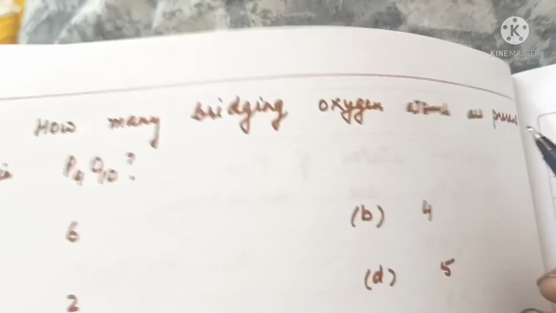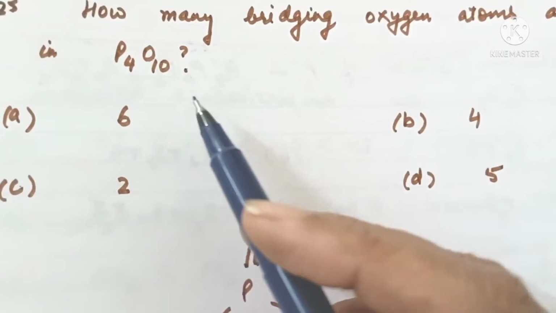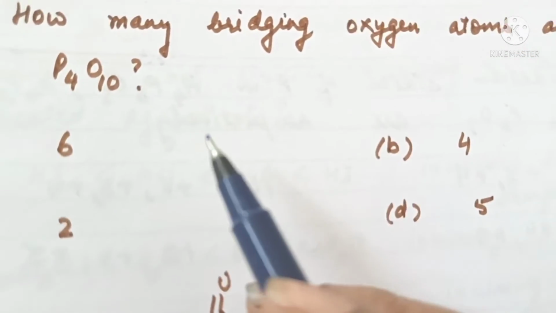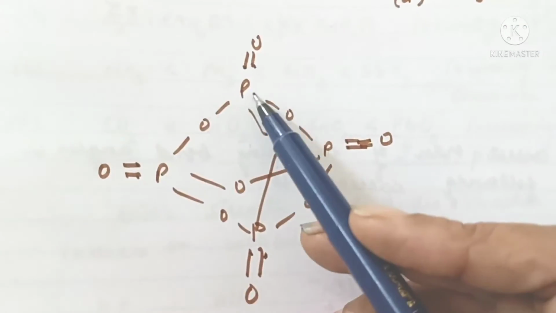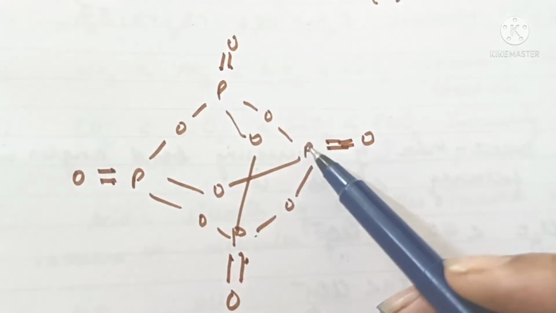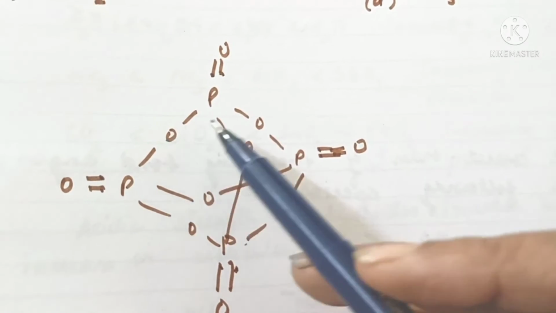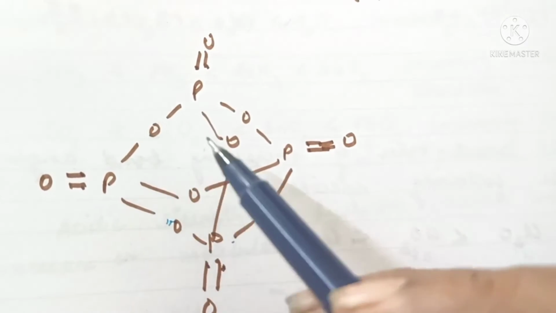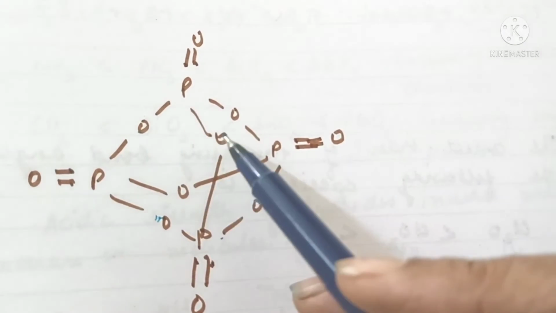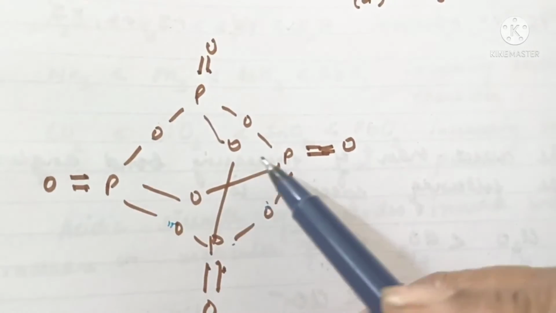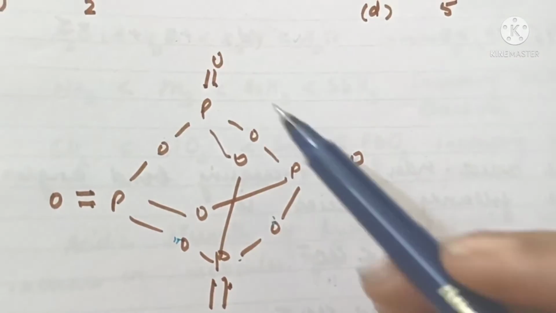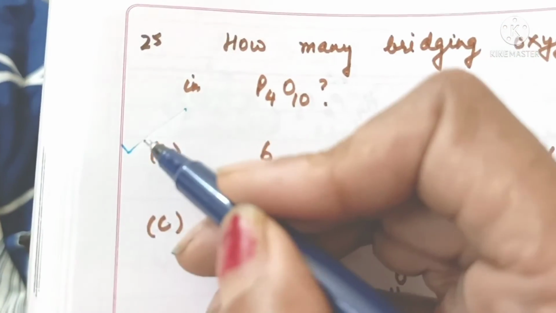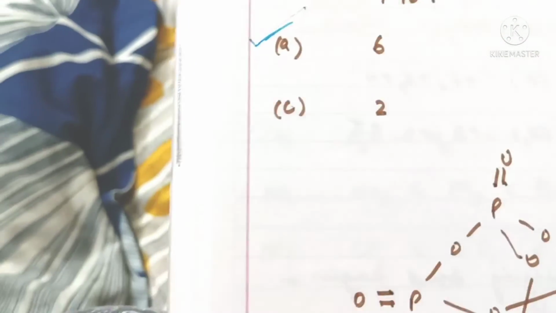How many bridging oxygen atoms are present in P4O10? To find out the bridging oxygen atoms, we have to write down the structure. So this is the structure. 4 phosphorus are linked to each other through oxygen atoms. So 1, 2, 3, 4 oxygen atoms are acting as bridging ligands, and also this oxygen and this oxygen. So in all there are 6 bridging oxygens and 4 double bonded oxygens. So option A, 6 bridging oxygens in P4O10 is the correct answer.